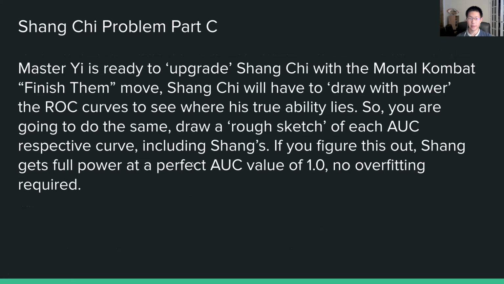So you're going to do the same. Draw a rough sketch of each AOC curve, including Shang's. If you figure this out, Shang-Chi gets full power at perfect AOC of 1.0, no overfitting required. And just to make sure how good it looks, here's the 1.0 AOC. It's a hyperbola of beauty. This is what you want for any model. This beautiful looking hyperbola, this beautiful f of x equals 1 over x business here.